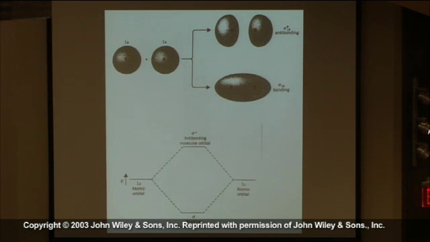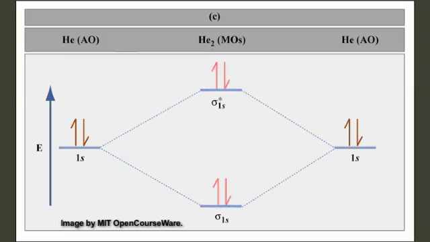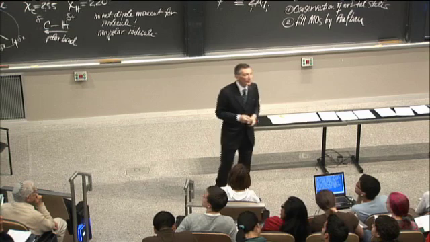All right? Okay. This, I think, is taken from yet another book. Yeah. Oh, this is our book. All right, there we go. 1s, 1s, there we go. Hydrogen molecular orbitals. Now, look, suppose we do the same thing for helium.